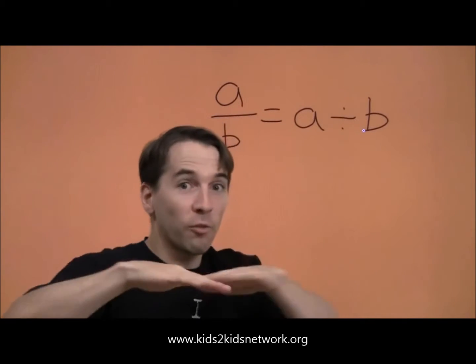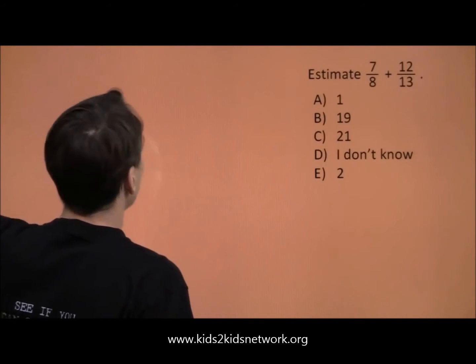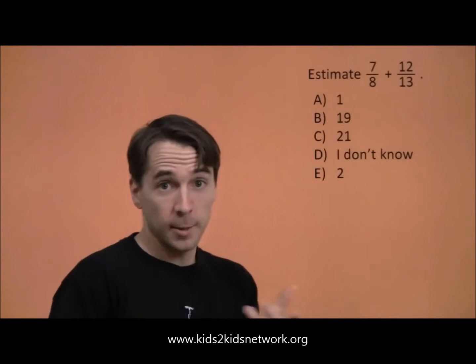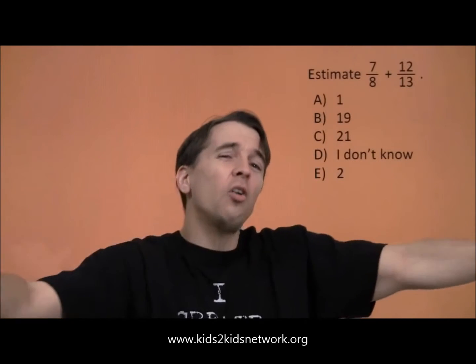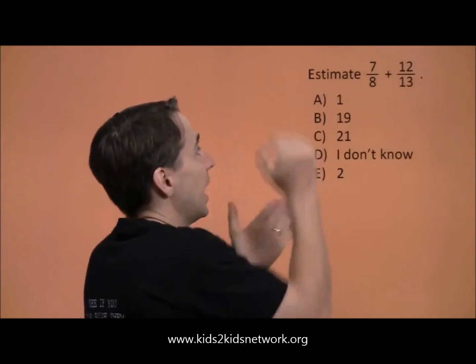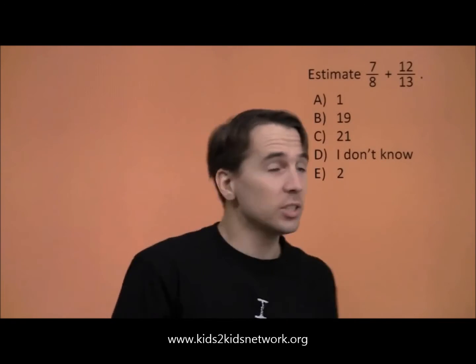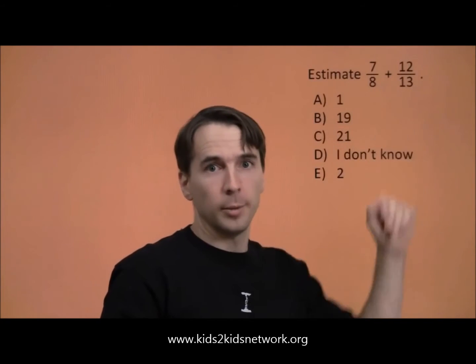And just to make sure you have this whole fraction is a number thing down, I'll show you a problem. This was on a national assessment test. Gave it to 8th graders all over the country to see how well we were teaching math. Here's the question. It says, estimate 7 over 8 plus 12 over 13. Now, estimate just means find a number that's close to this number.